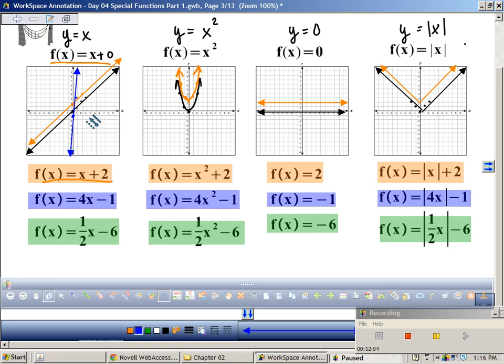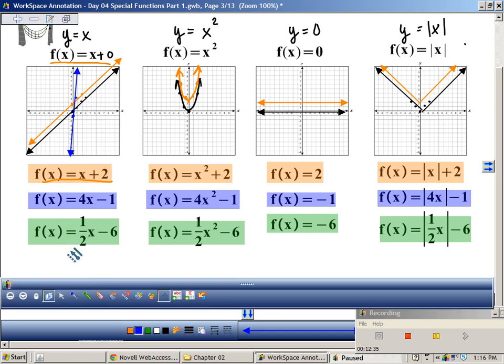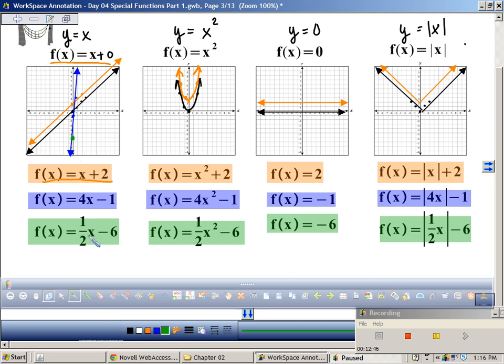Good job. Let's graph this last green one so then we can really talk about what's going on here. So the green one, I start at -6. 1, 2, 3, 4, 5, right about here. And my slope is now 1/2. So I'm going to rise up 1 and run 2.